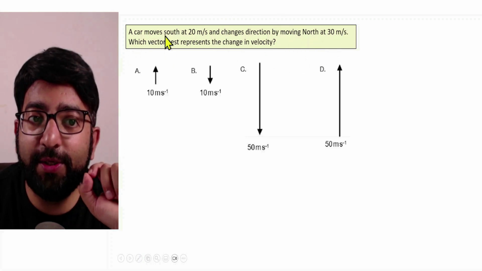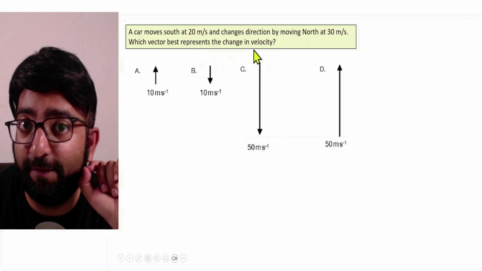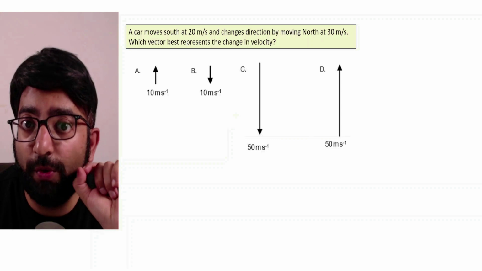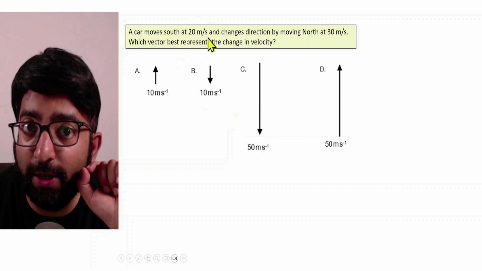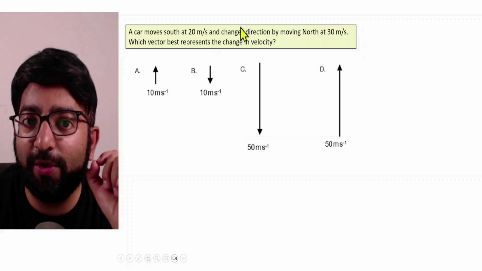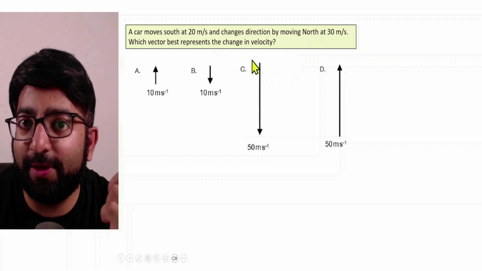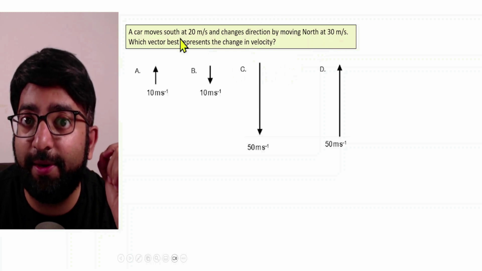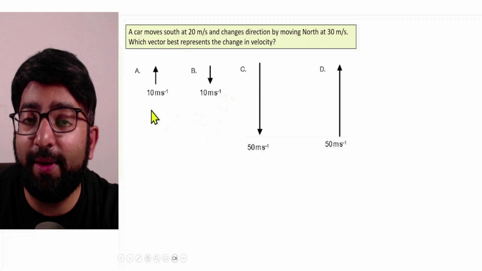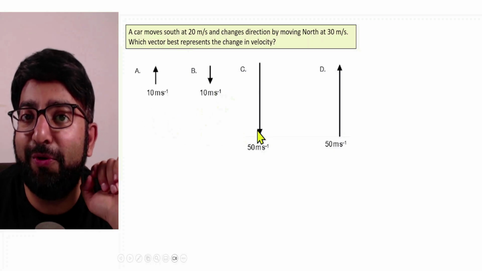A car moves south at 20 meters per second and changes direction by moving north at 30 meters per second. Which vector best represents the change in velocity? Now, I will just start with the most common mistake which a lot of students make. Since they see 20 meters per second and 30 meters per second, they just subtract them because change in velocity is nothing but subtraction. So once we do 30 minus 20, that will give us 10, which means the answer would be either A or B. But that approach is actually wrong.